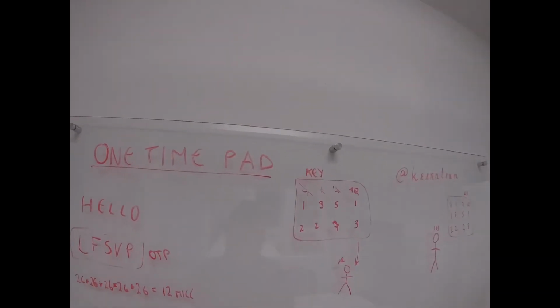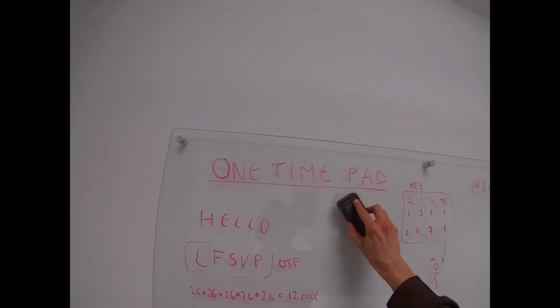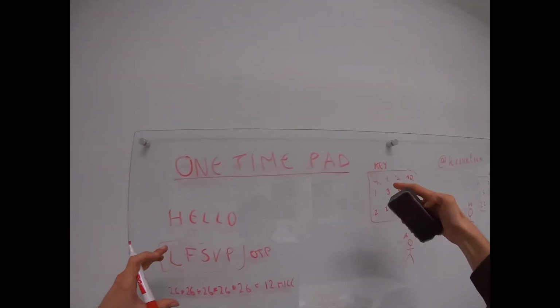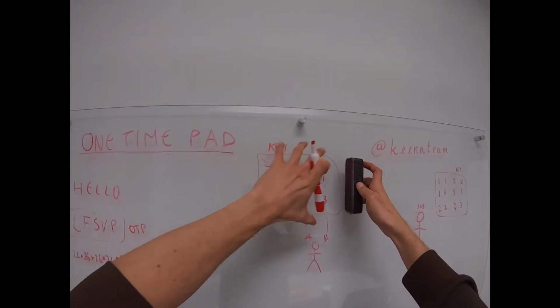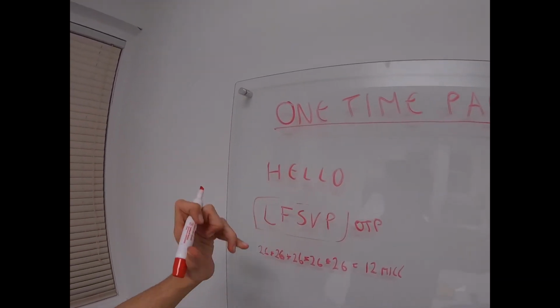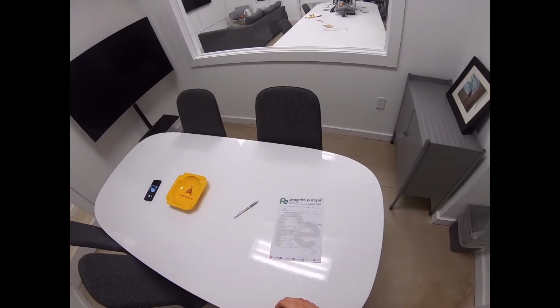One-time pad is powerful because instead of substituting everything by the same shift, we're going to choose randomly. This was generated randomly. We're going to randomly shift it every time, and every time is different.